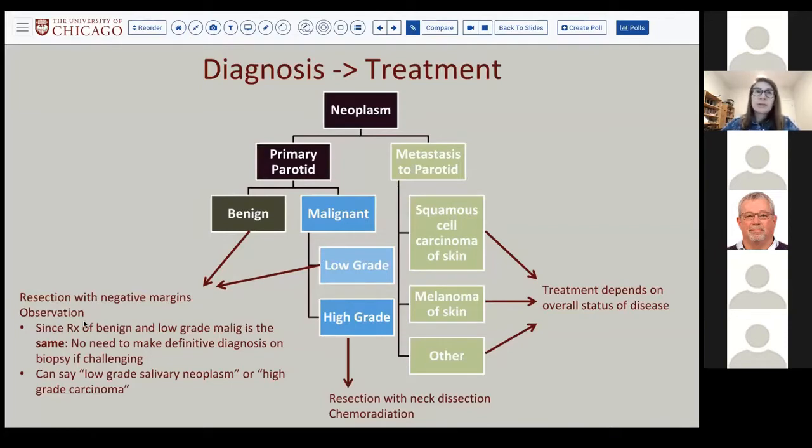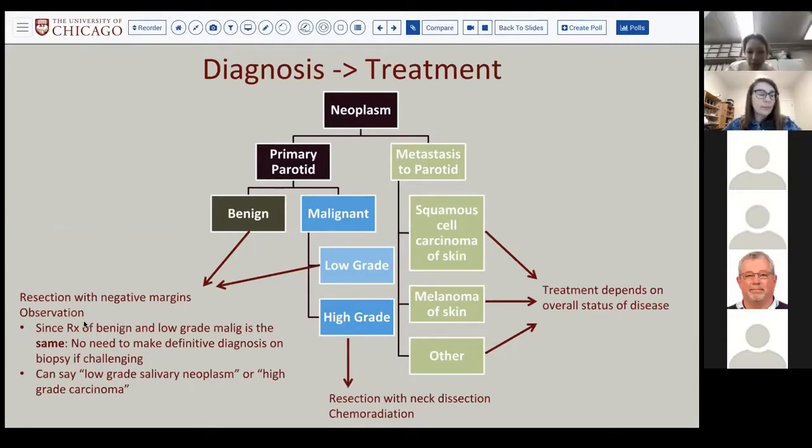Because the treatment of benign and low-grade malignancy is usually quite similar, I would argue that there is almost no need to make a very specific subclassification diagnosis on biopsy. We often say things like low-grade salivary neoplasm, here's your differential, or if it's high grade, it's very important to state that it's a high grade malignancy or high grade carcinoma, because then these patients will undergo probably a bit wider of a resection, but also post-operative chemoradiation and intraoperative neck dissection, usually at least ipsilateral neck dissection for the side of the high grade malignancy.